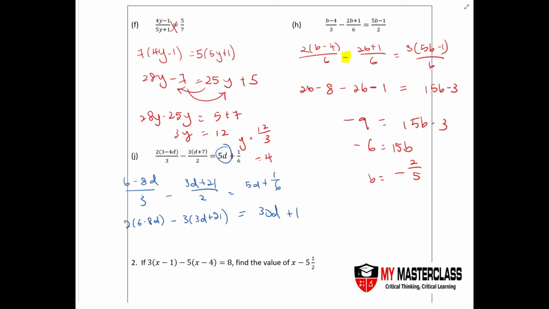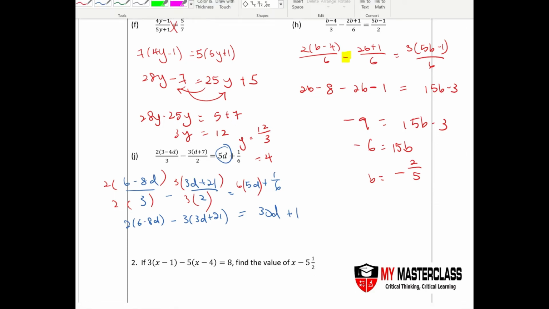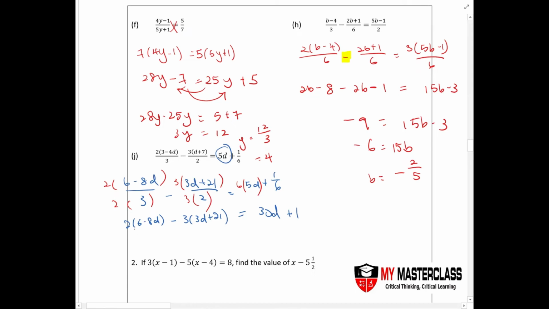Can you see I'm removing my common denominators here? What did I do? I multiplied this by 2, this by 2, this by 3, this by 3, and I multiplied this by 6 instantly, such that all of my denominators become 6. Then I removed my common denominator. Multiplying all the terms inwards, you will have 12 minus 16d minus 9d minus 63 equals 30d plus 1. Combining all the like terms, you have negative 55d equals 52, so d equals negative 52 over 55.